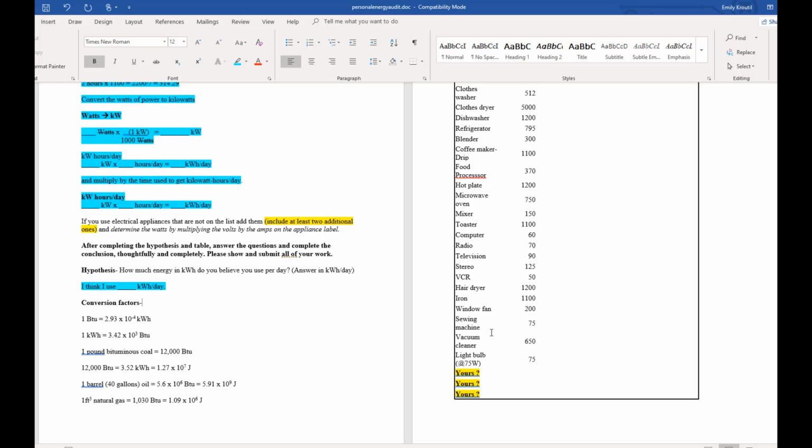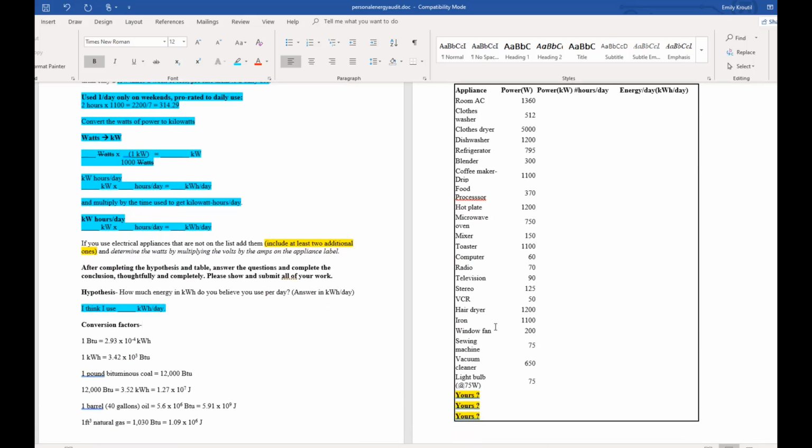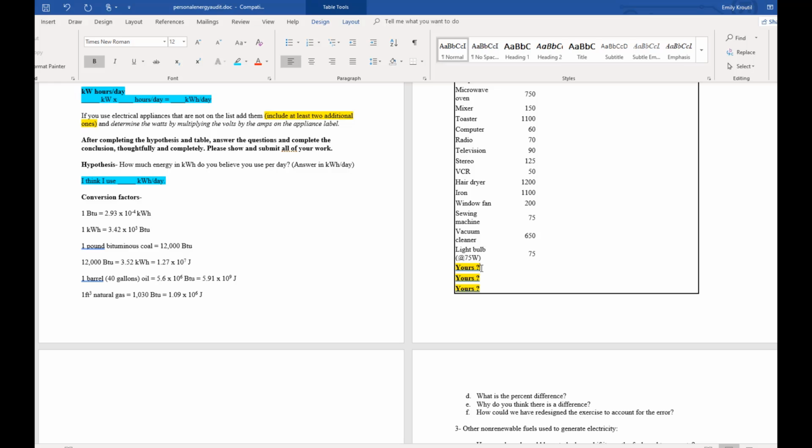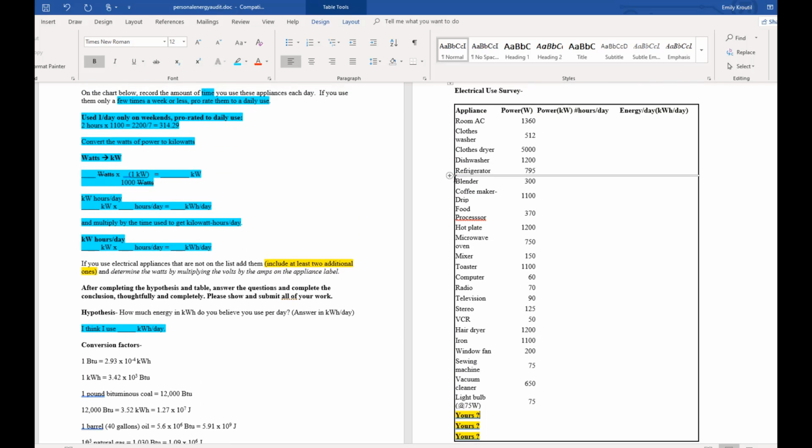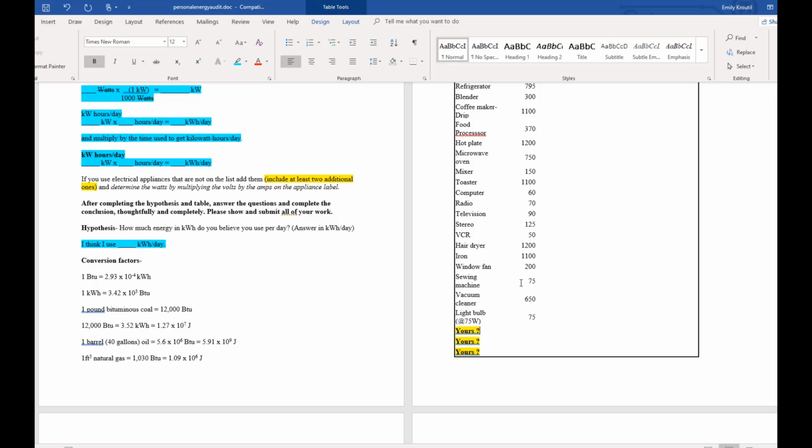And then these are any conversion factors you might need later in the lab. And then you need to use at least 2 additional appliances. So you could use an iPod, an iPad, a computer, an Xbox, whatever. And then you'll just look on the appliance for the volts and the amps on the label, and then you'll add that. You could use a laundry machine, or I guess they have a clothes dryer and a clothes washer. A lot of students use things like Xboxes and iPhones.